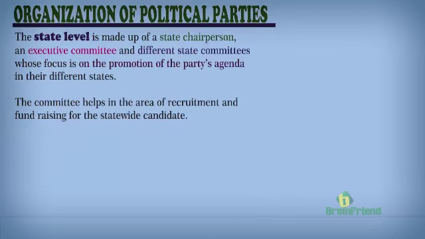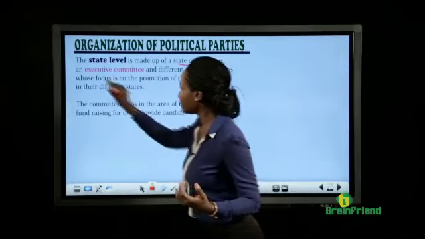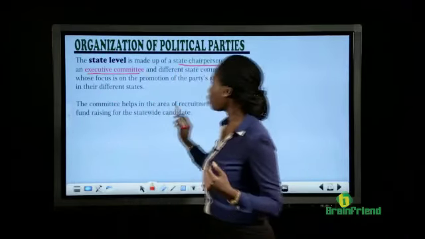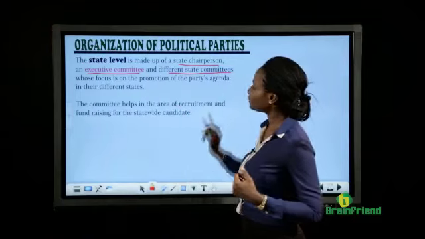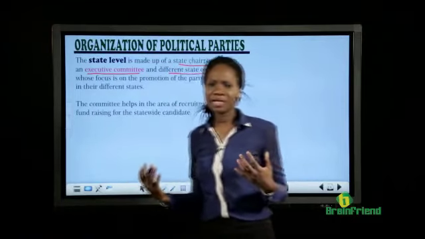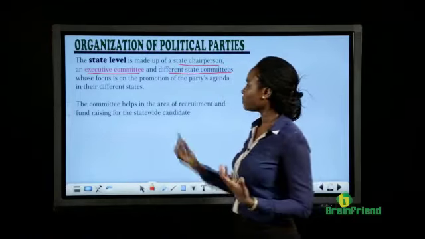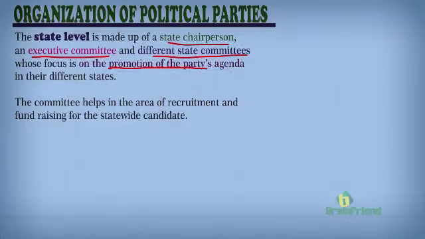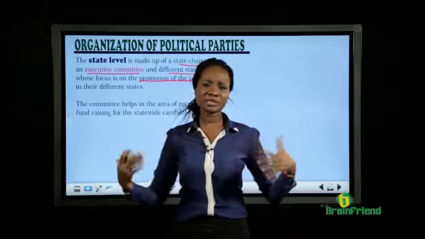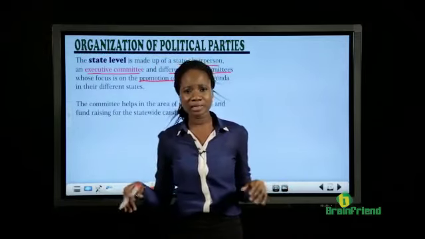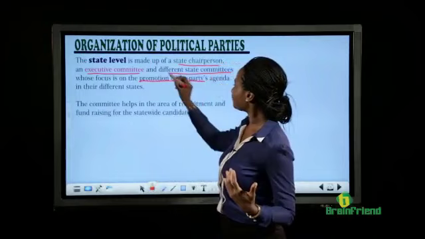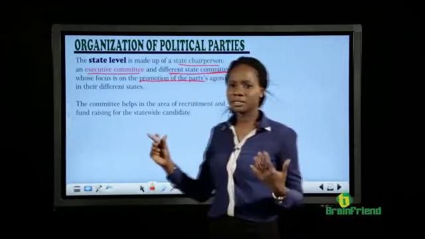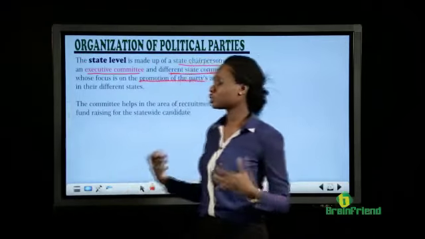At the state level, we have the state chairperson, an executive committee, and different state committees. All of them work together to bring about the promotion of the party's agenda in their different states. What happens is that agendas that have been made at the national level are expected to be watered down into different states through these different state committees. That's what they do to promote these national agendas.